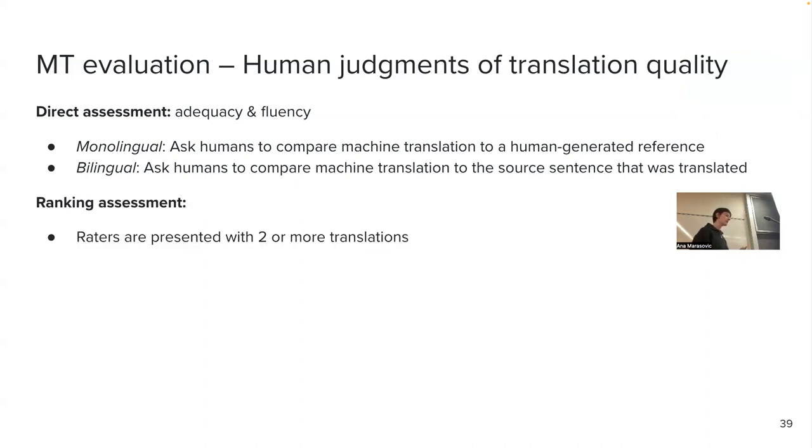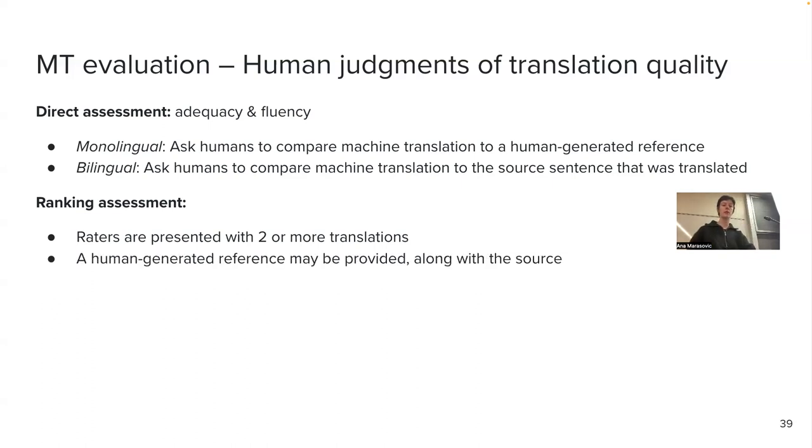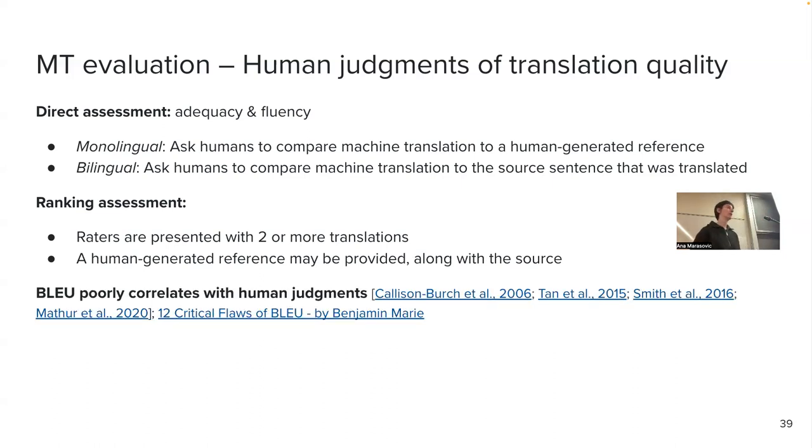And instead of asking them to do these comparisons, we can also present them with two or more translations and ask them to rank them together with the human-provided reference. In any case, you would then compare the scores from your automatic metrics with your human judgments. And what has been repeatedly found since 2006 is that BLEU correlates poorly with human judgments.